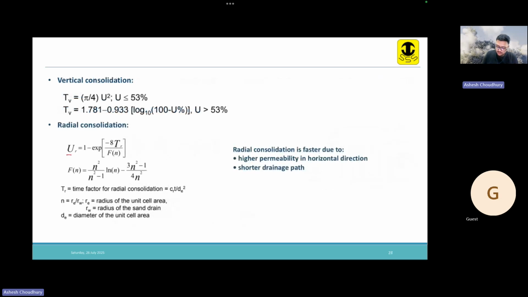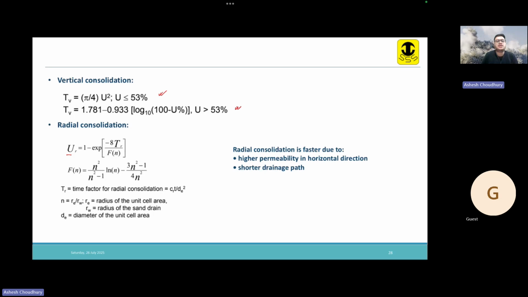Now this we already know for vertical consolidation, this is the value of the time factor. If U is less than 53% and if U is greater than 53%, then it will take 50%. This is the expression for the time factor. So time factor is a function of what? Time factor is a function of degree of consolidation. So time factor and degree of consolidation are related. For degree of consolidation less than 50%, we have one equation representing time factor, and for greater than 50%, we have another equation representing time factor. So these are time factors for vertical consolidation.